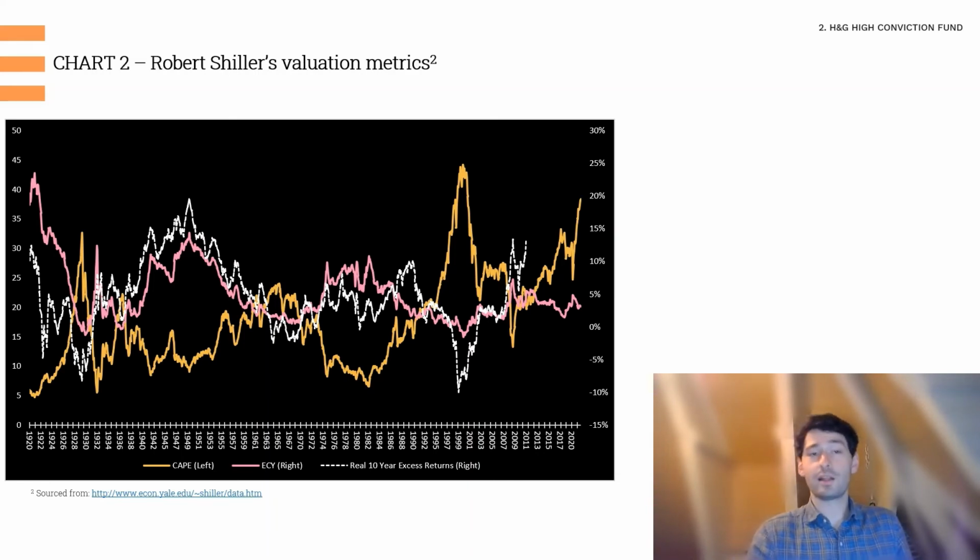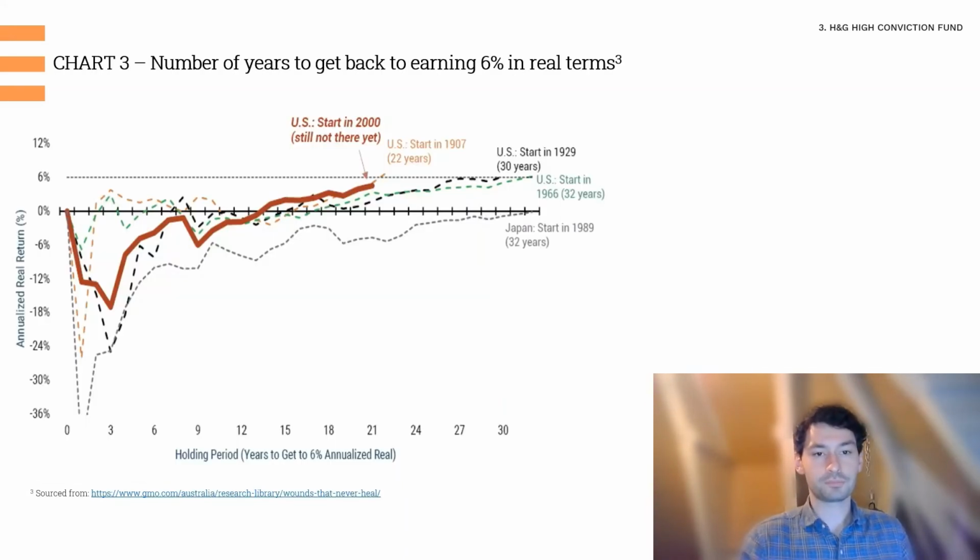Now, while of course we can't say what the future holds, we can say that at these levels, simple index investing seems perilous to us. But the question is, can't investors just hold through the storm of a market correction and simply wait it out? And this is where we get to our third chart.